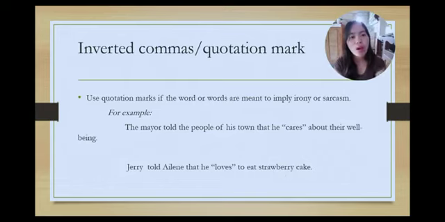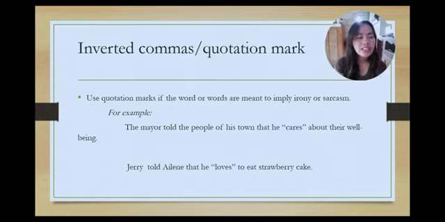So use quotation marks if the word or words are meant to imply irony or sarcasm. So if the word or sentence implies irony or sarcasm, you will also use quotation marks on the exact word. For example, the mayor told the people of his town that he "cares" about their well-being. So the word cares there has quotation marks because it implies irony or sarcasm, meaning it has the opposite meaning to what is expected.